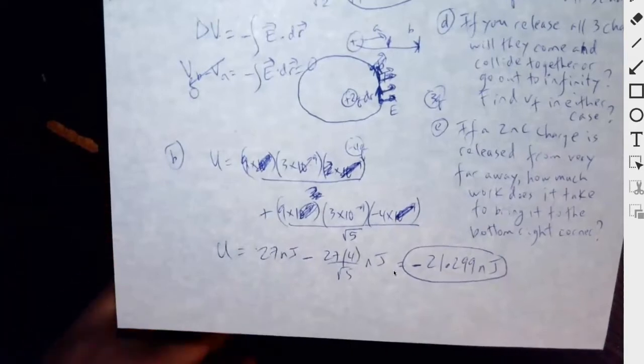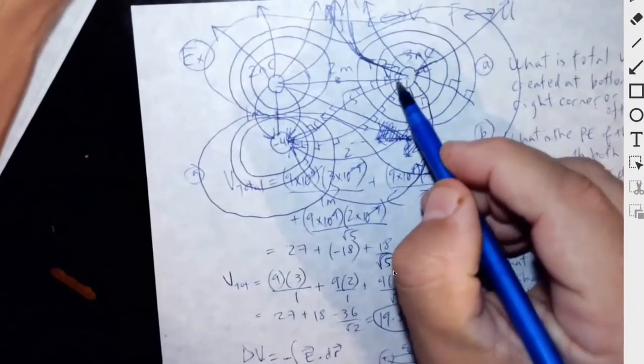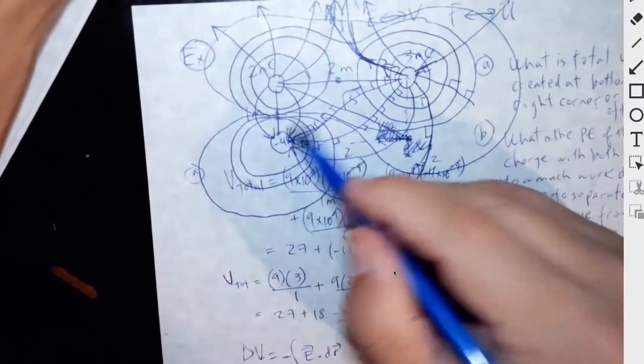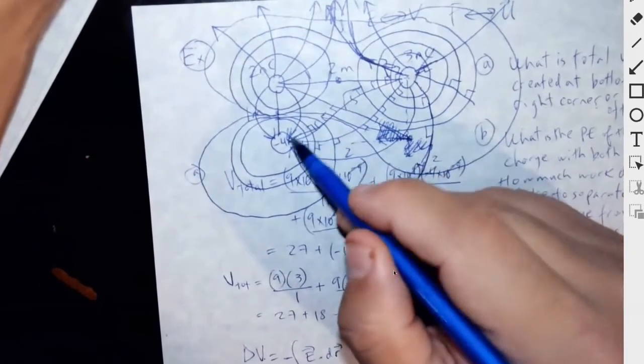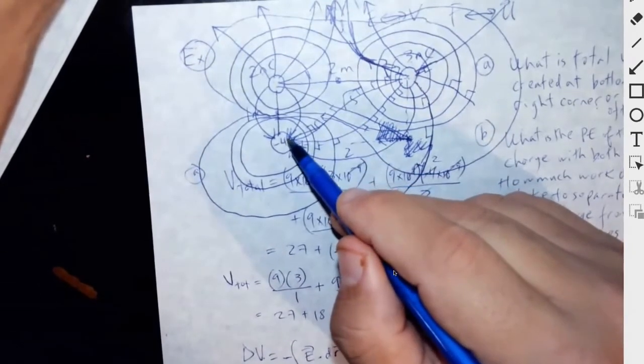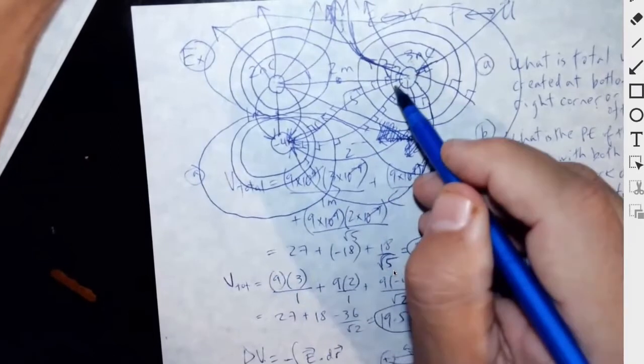So that means if I let this go, it's actually going to get closer to these guys. It wants to get even more negative. Especially it would go probably more in the direction of the negative 4, right? It would go like that.